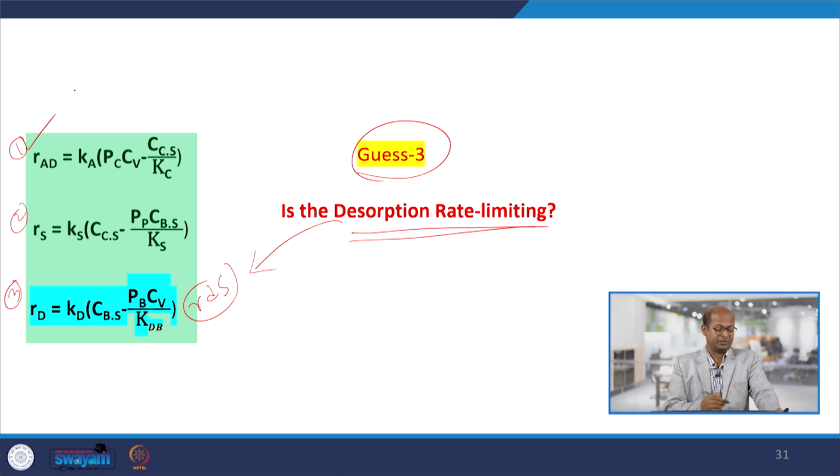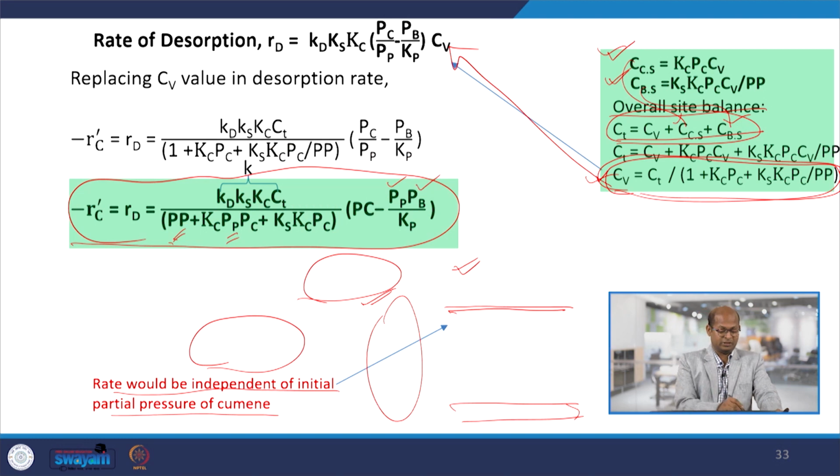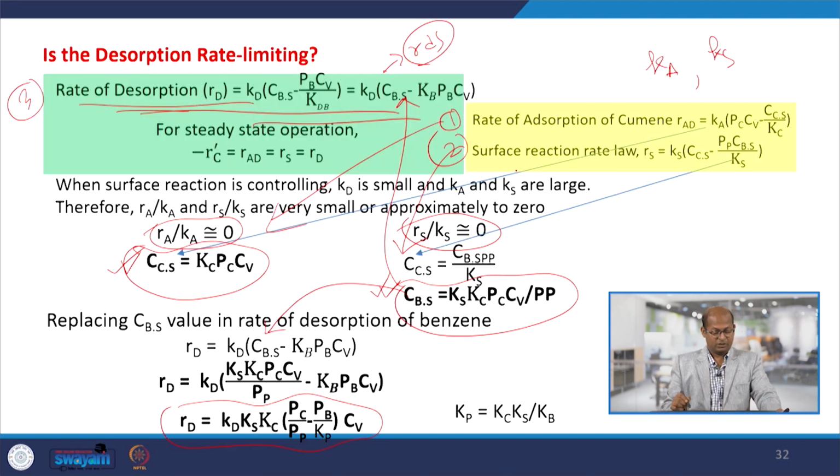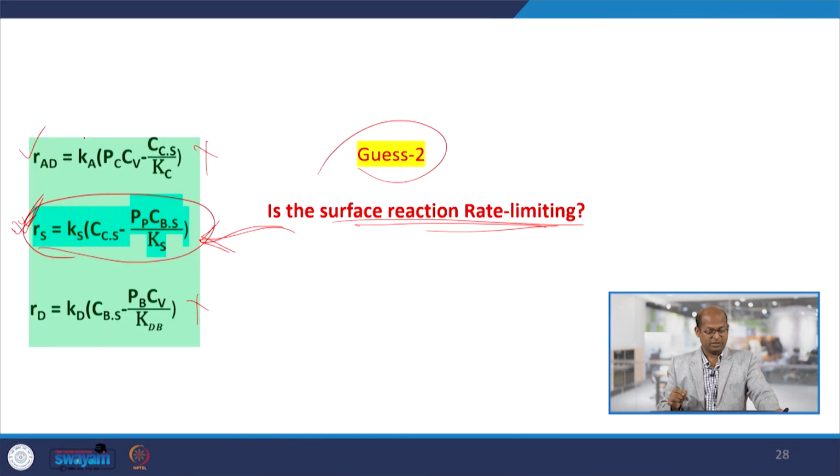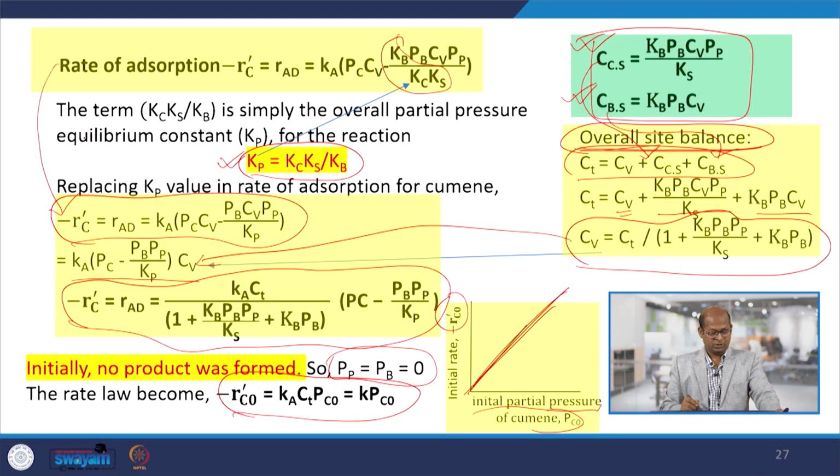So, now three different rate equations we have developed, by considering adsorption as the rate determining step, surface reaction as the rate determining step, and desorption as the rate determining or rate limiting step. By guessing, three guesses, three different rate equations: this is equation 3 you can see, and equation 2 for surface reaction that we have developed, and equation 1 that also we have developed. This is adsorption, equation 1. So, these three rate equations we have developed.